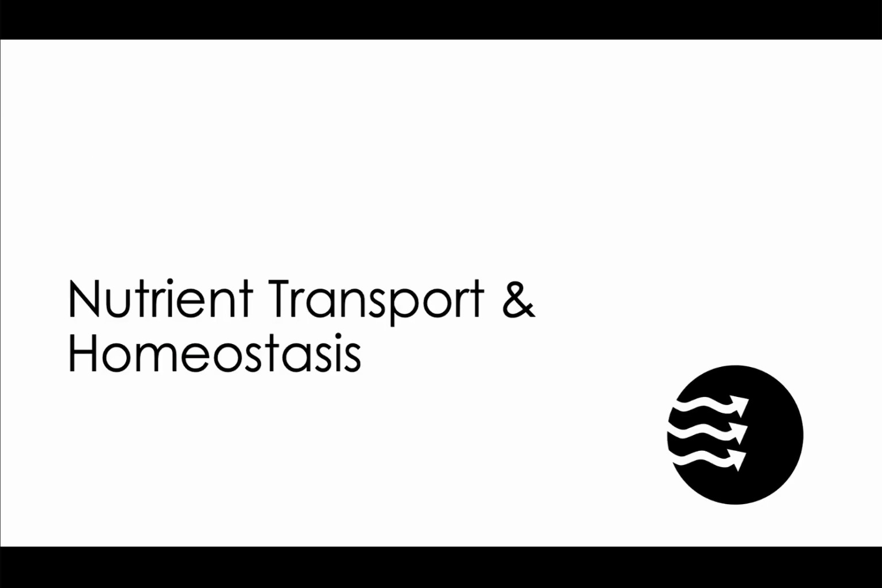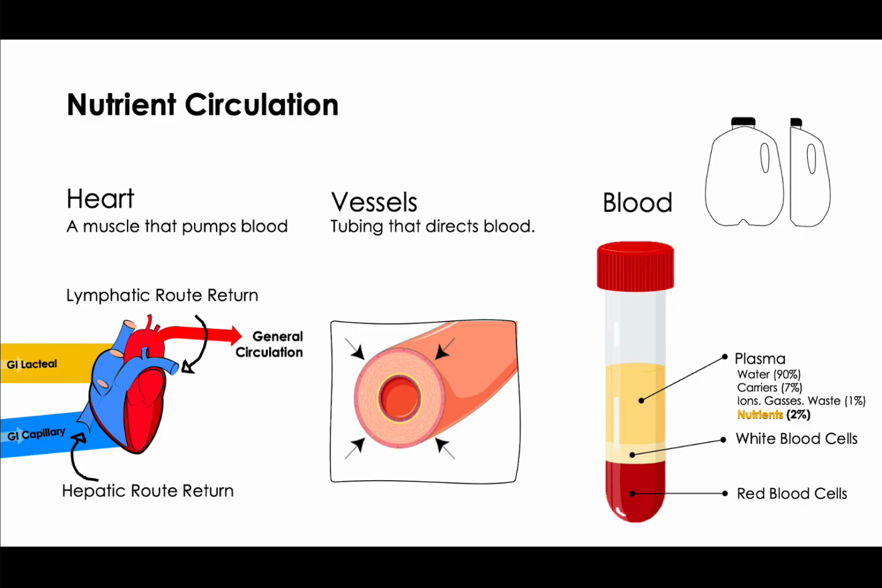Nutrient transport and homeostasis. So the nutrients now are in. They've come in through the intestines. They have soaked now over the capillary bed into the blood. I mentioned that if they're fats, they're coming from the lymph. If they're not, they're coming from the regular hepatic route. Then they're all pumped out to general circulation.